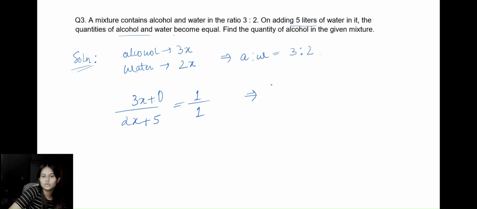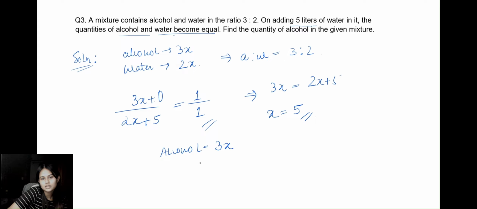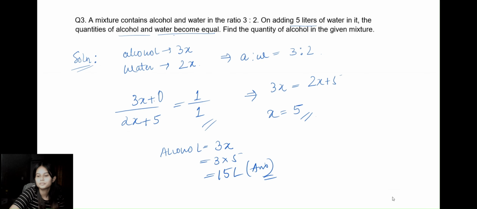So if we evaluate this, we get 3x equals 2x plus 5. This one by one, because they have become equal. That is why, now x equals 5. If x is 5, then alcohol is 3x, that is 3 into 5, that is 15 liters of alcohol was initially there.